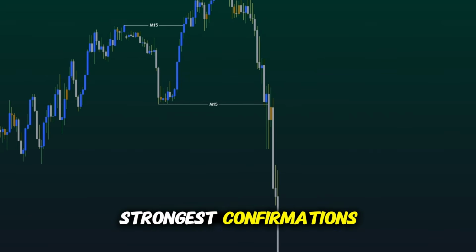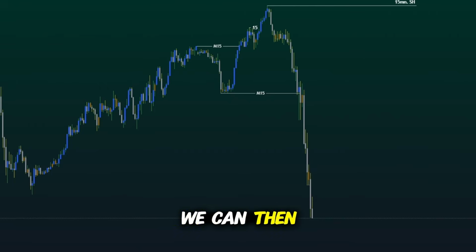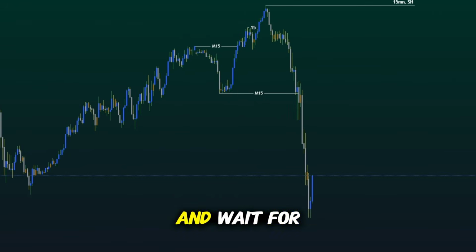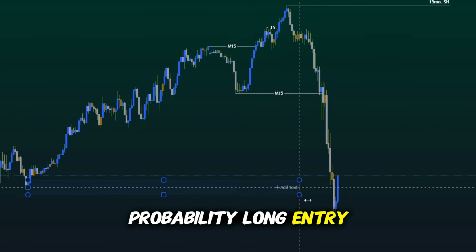One of the strongest confirmations is a change of character. Once a valid CHoCH is formed, we can then start marking new demand zones and wait for price to retrace into those areas for a higher probability long entry.